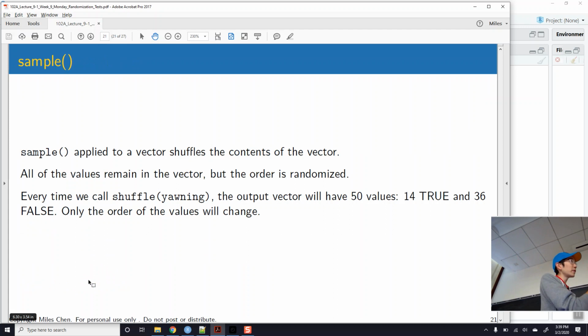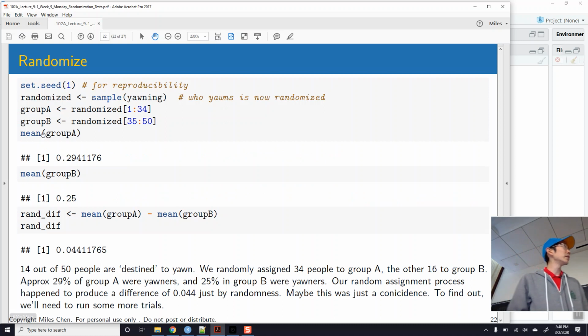And then I'm going to use the function sample. Sample will just shuffle the order of these 50 true-false values, okay? So I run sample and it just mixes them up, and then I take 34, throw them into group A, and then 16 into group B. So I take that vector of 50, I do sample, and that just shuffles the order. And then I say the first 34 go into group A, the last 16 go into group B.